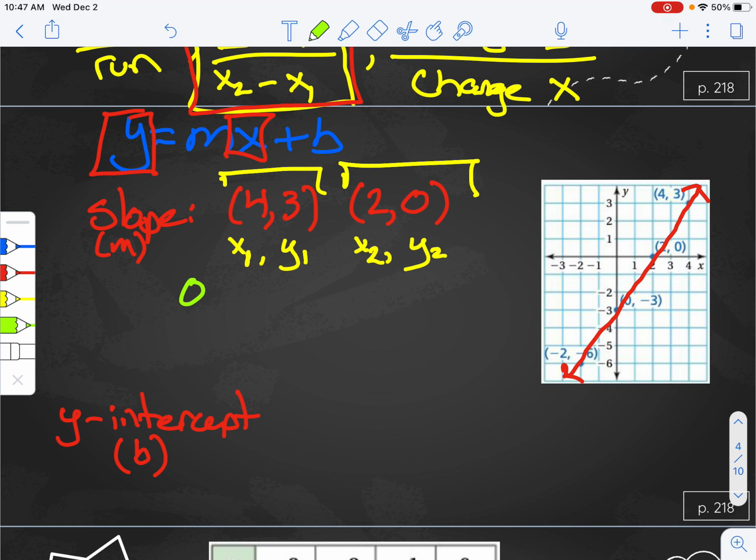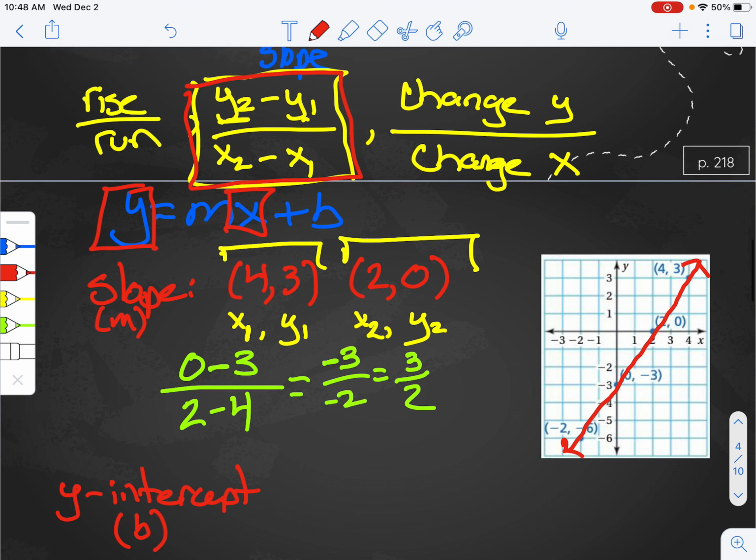So we have y2, which is 0, minus y1, which is 3, over the top of x2, which we set our value as 2, minus x1, which is 4. Well, let's simplify. 0 minus 3 gives us negative 3. 2 minus 4 gives us negative 2. A negative over a negative, they just cancel each other out, so we have a slope of 3 over 2.